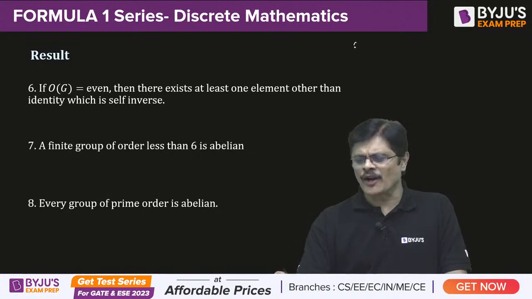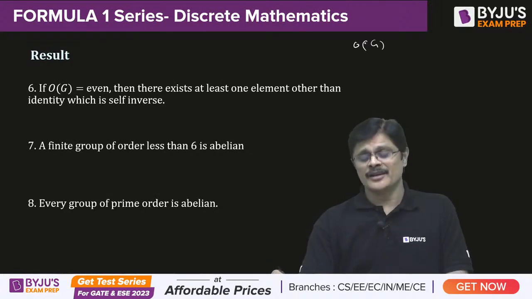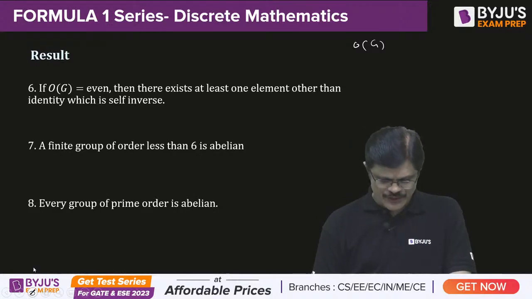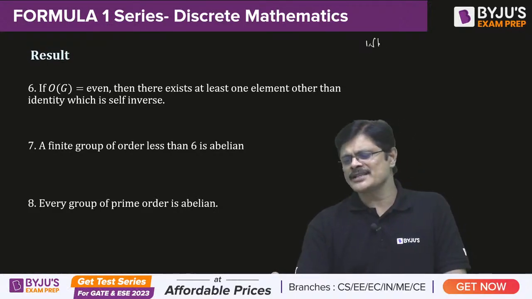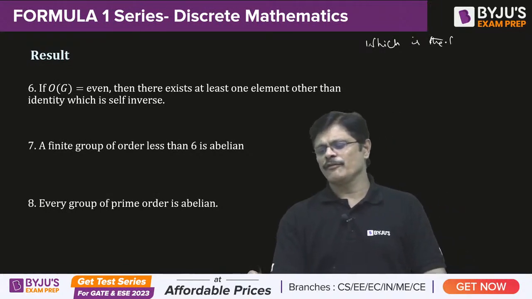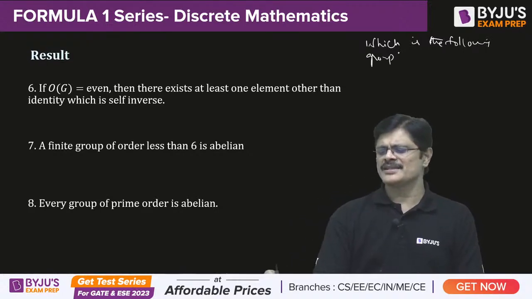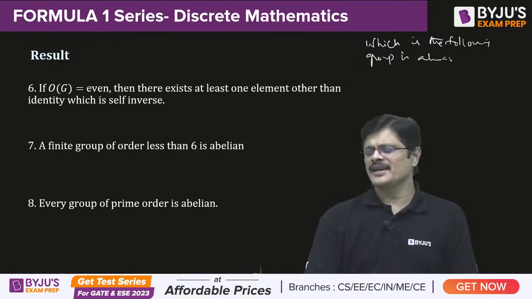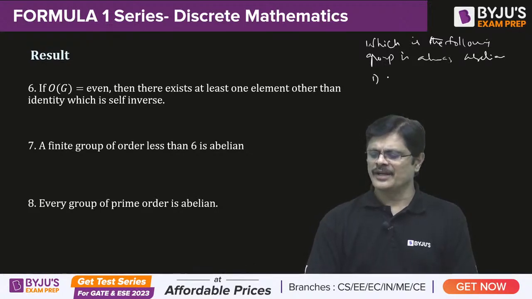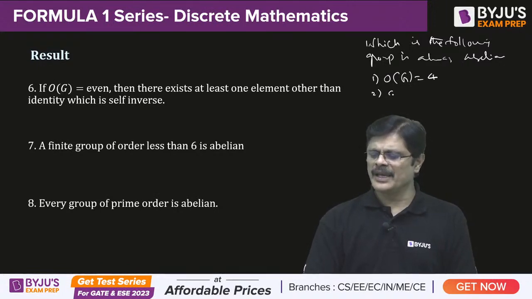Suppose he gives the order of the group: which of the following is always abelian? He'll ask you the question like this. Which of the following groups is always abelian? Okay, first one, a group with order equal to 4. B, a group with order equal to 5.